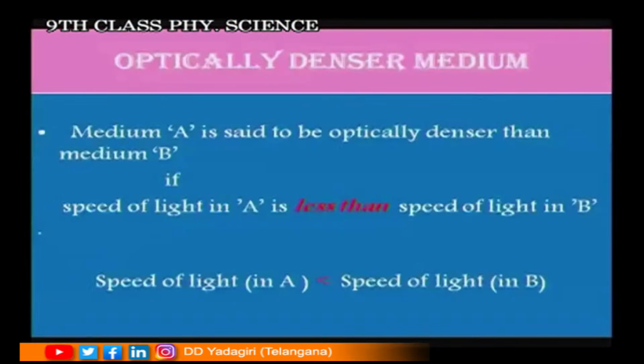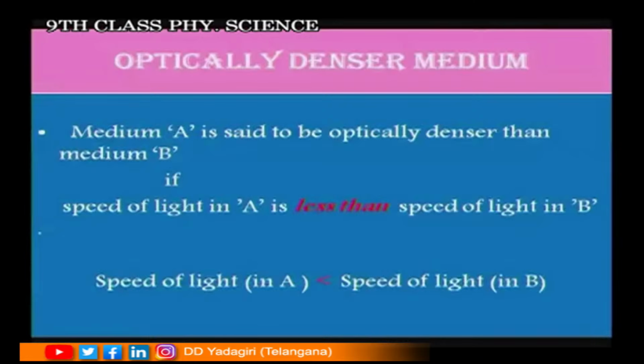This analogy is applied even to light. Light, when it travels, does not take the shortest path, it takes the shortest time path to reach the destination. Now let us understand another important technical term called optically denser medium.